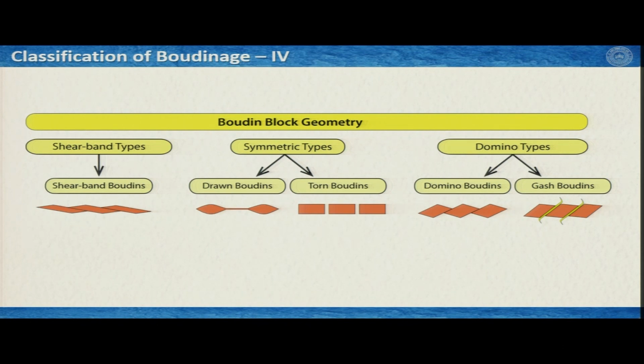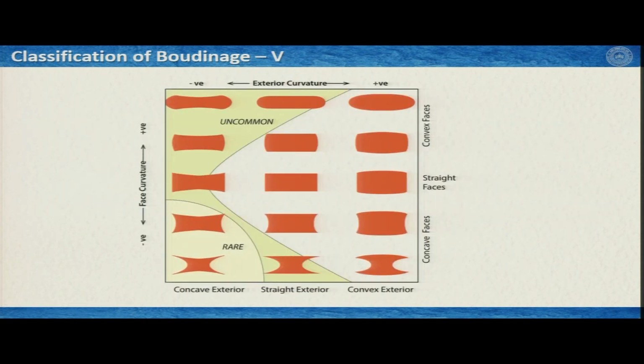Now, here we can see it better, this Boudin block geometry. So, shear band type it is like this. Here the shear sense is again like this and this is the shear sense in the intra-Boudinage spaces. These are drawn Boudins as we have drawn, these are torn Boudins, these are domino Boudins, again the shear sense here is like this and this is deforming this way, this is slipping this way, and these are the gash Boudins where you see these asymmetric veins inside the Boudins where the shear sense is somehow like this inside the intra-Boudinage spaces. You can further classify it in a different way.